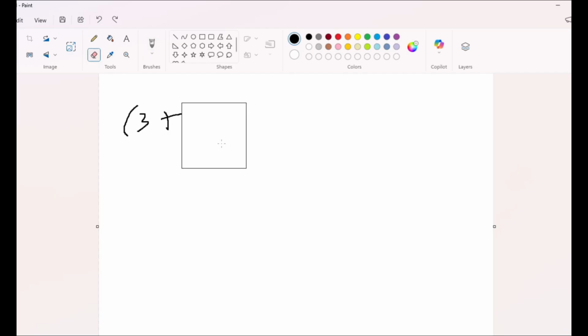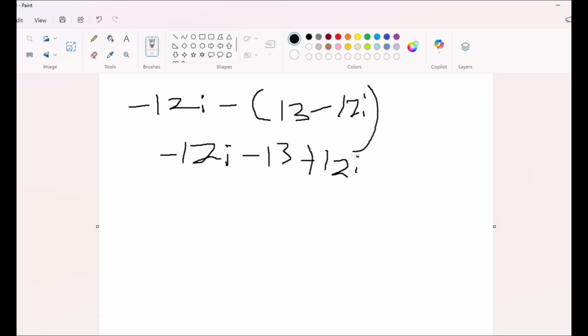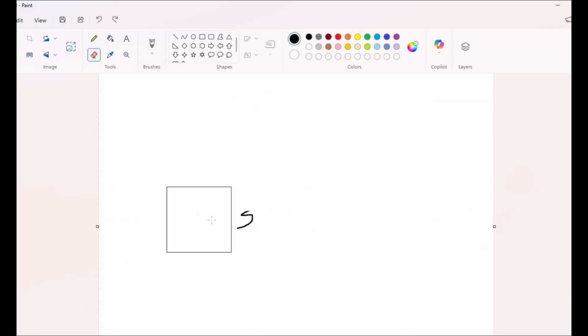Okay, but then let's see what happens when we subtract. We have this. Distribute the negative sign. 13 plus 12i. Combine like terms. It's the same thing. Negative 13 plus 0i. Make sure you have this, because we wouldn't want you to lose some points.